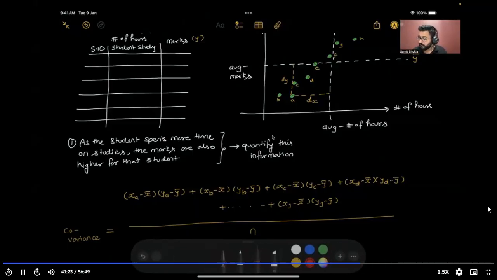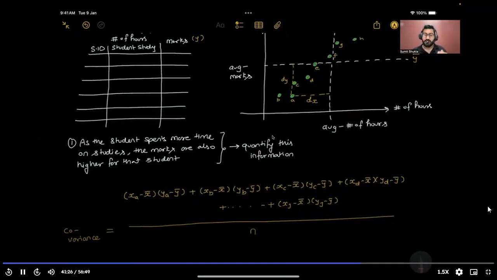What I'm trying to say is this data point A is below x average. So this is your x average, right? This line is x average. So this data point A is below x average and it is also below y average. So eventually this will be a negative value. This will also be a negative value. So negative into negative will give you a positive value, right? So here I will get a positive value.